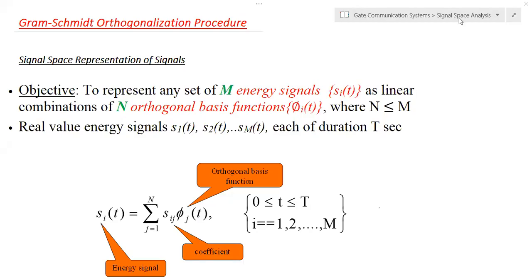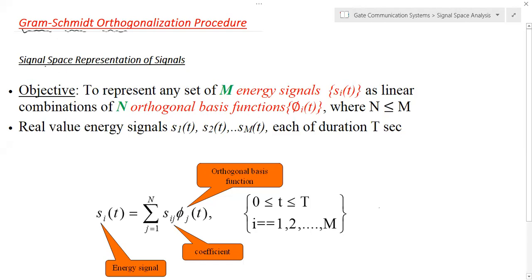In this video, we will discuss the Gram-Schmidt orthogonalization process. It's a very important topic in a digital communication system, and this method is actually used to find the orthonormal basis function. So, in order to get an idea about what is an orthonormal basis function, we will just brief the signal space representation of a signal.